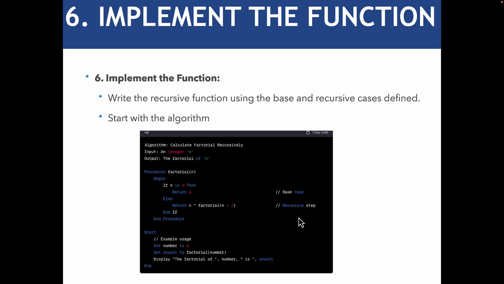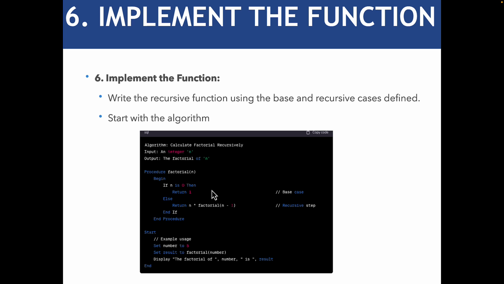And now we implement the algorithm. Okay, look at the algorithm now. Calculate the factorial. What is my input? It's a number n. The output is the factorial of n. And now I will make a function, or in algorithm we call it procedure. Factorial of n begins. If n equal to 0, this is the base case, return 1. Else, return n multiplied by factorial n minus 1. This is the pattern. This is the recursive case.